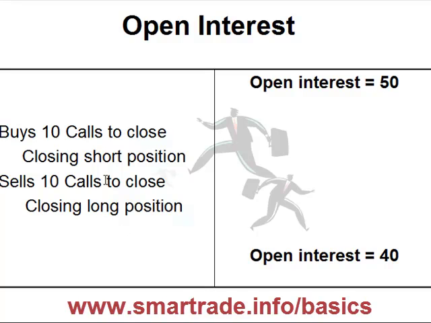So 10 short positions are closed and 10 long positions are closed. So that means 10 total contracts have been closed out. The open interest reduces to 40. Remember, it takes a long position and a short position to equal one contract.